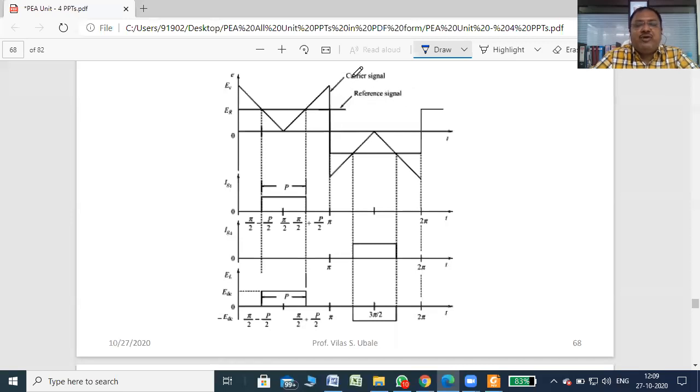So comparison of a carrier with a reference, and whatever you get after comparison will be used as a gate signal. Gate of 1, gate of 4, similarly gate of 2 and gate of 3, because two SCRs are turned on at a time. So this type of pulses you will get, and you can change the duration of the pulse by changing the amplitude of Er.